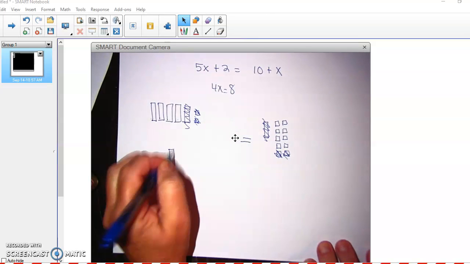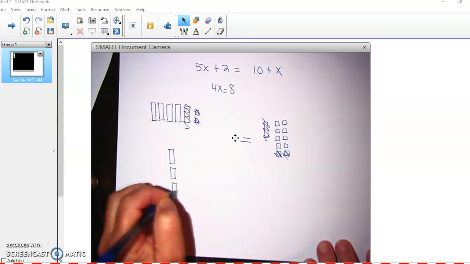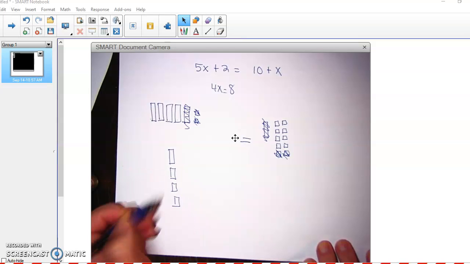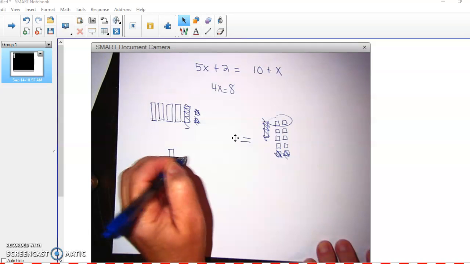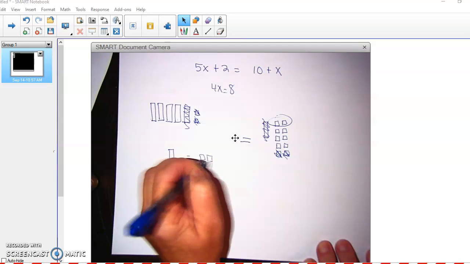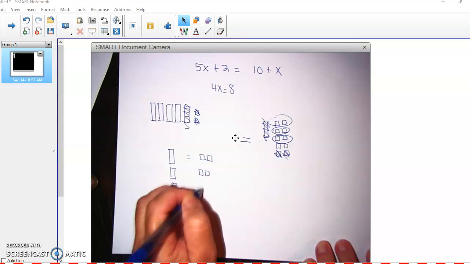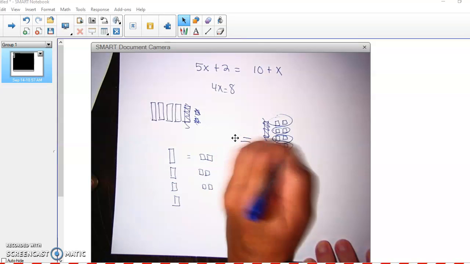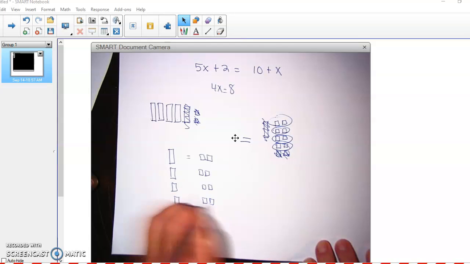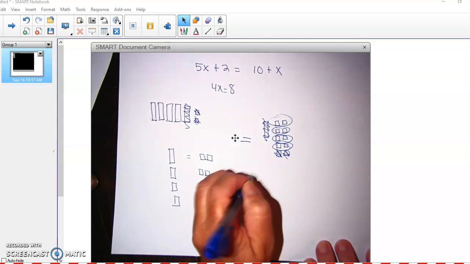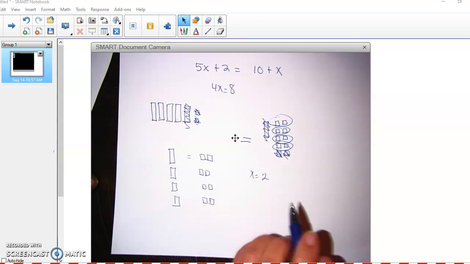So here's our 1, 2, 3, 4. I'm going to take these 2 and put it with this one. I'm going to take these and put it with this one. Take these and put it with this one. Take these and put it with this one. So every single x equals 2, so the answer is x equals 2.